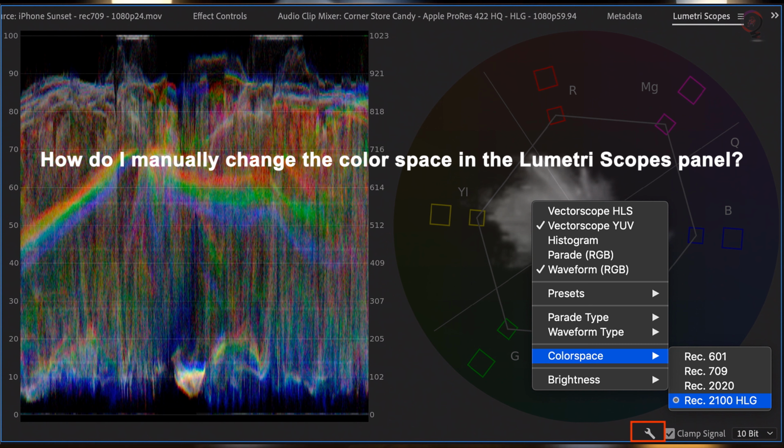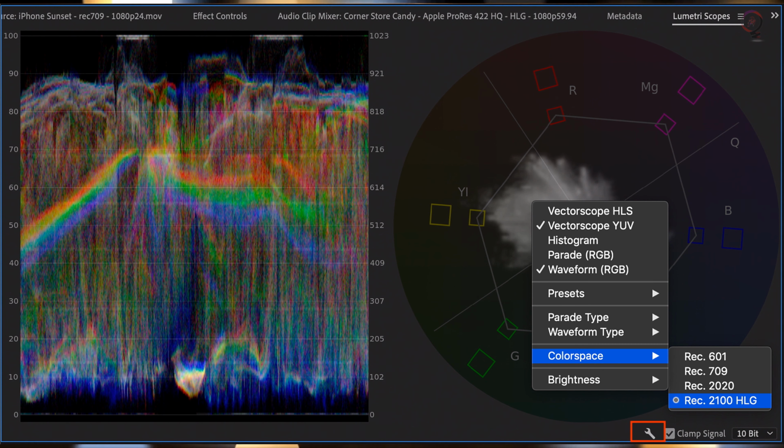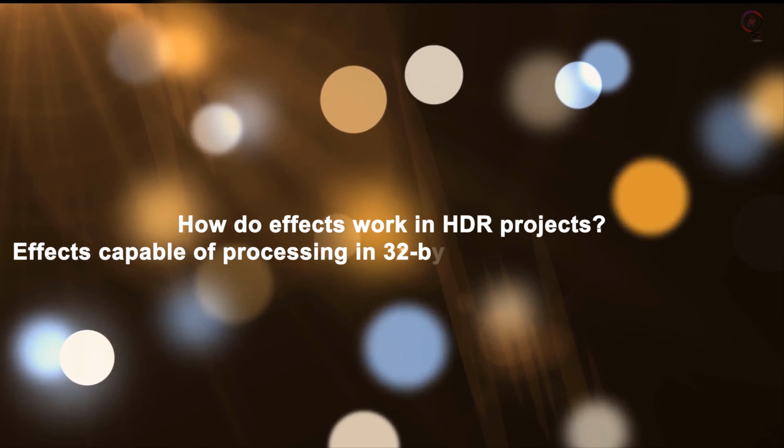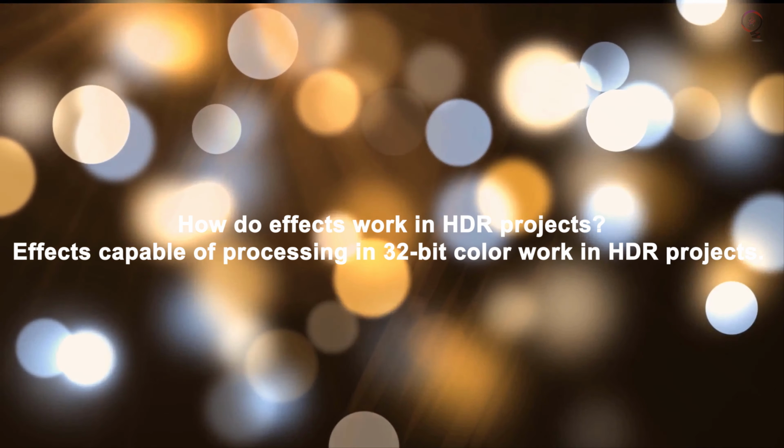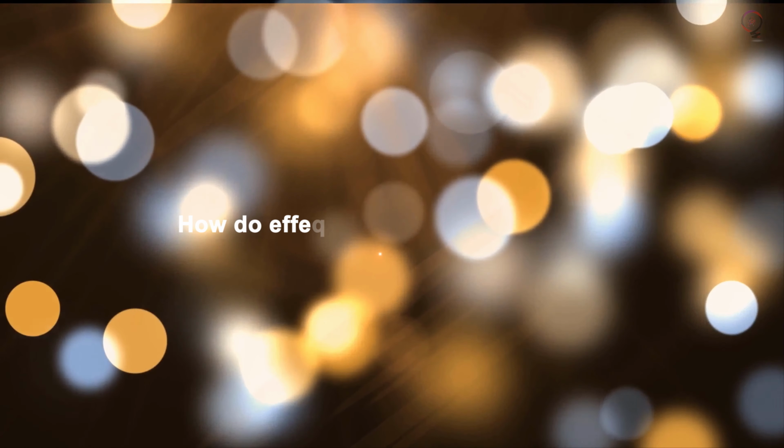How do I manually change the color space in the Lumetri Scopes panel? To choose the color space manually, click the wrench icon, then select color space and choose an appropriate option. How do effects work in HDR projects? Effects capable of processing in 32-bit color work in HDR projects.